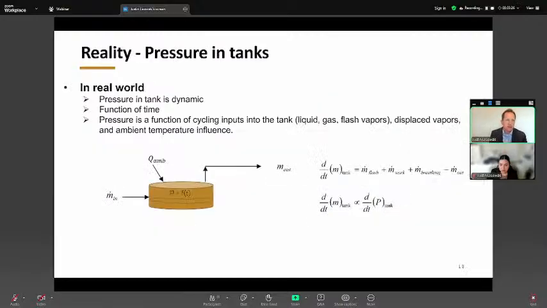So in reality, what do we really see? Well, we really see both. We really see that the pressure in your tank is very dynamic. It's based upon what's coming in, what's going out, what's going to sales, what's going to trucks, ambient influences. And so we get a combination of both.